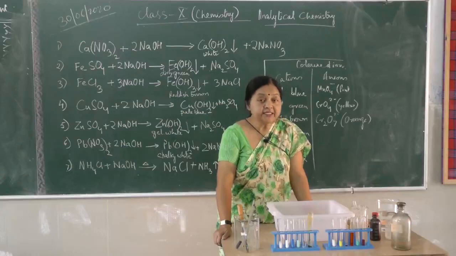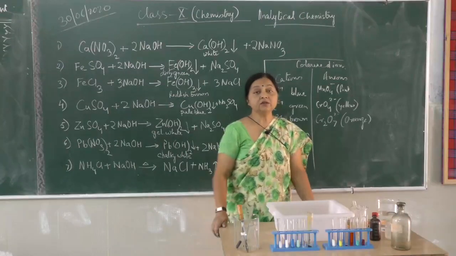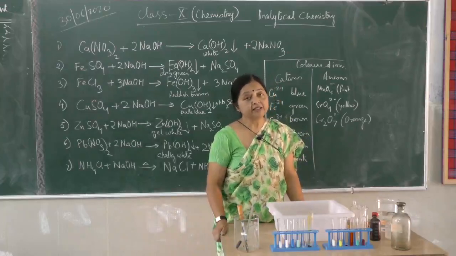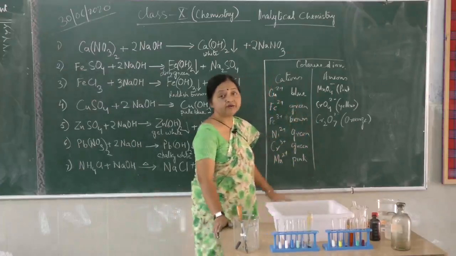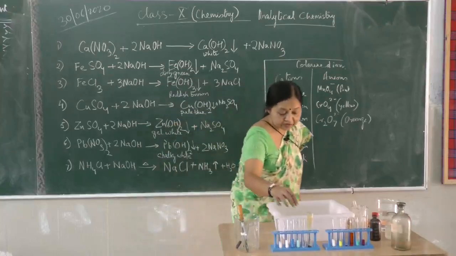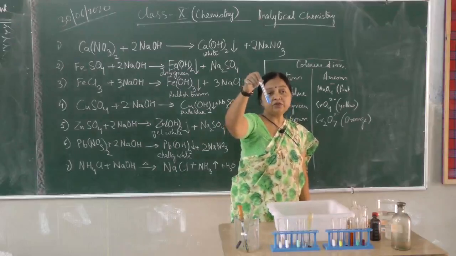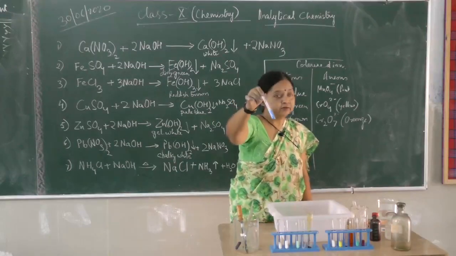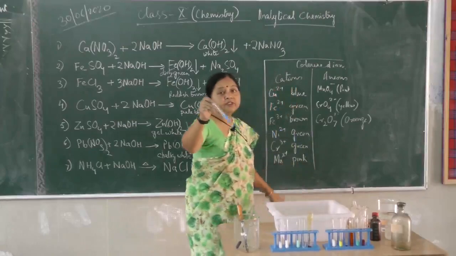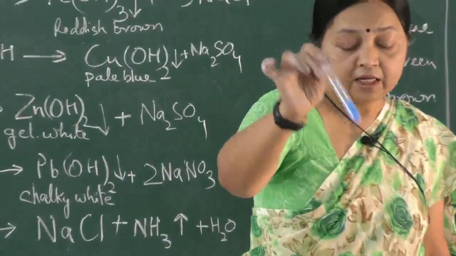So first of all we will see some colored ions. You know that sodium, potassium, calcium and ammonium are all white salts, they do not have any color. But there are some cations which have color and some anions which have color. So cations: copper 2, this is copper 2 sulfate, which is blue in color.